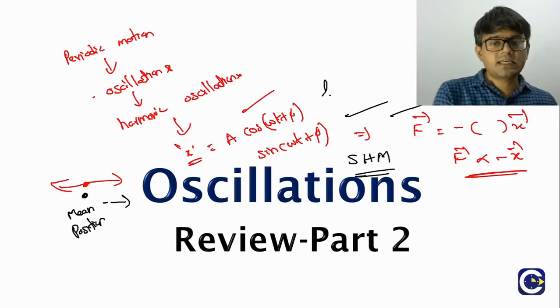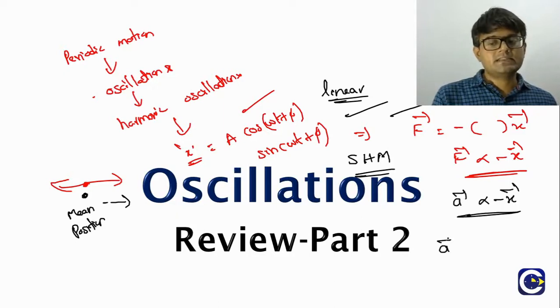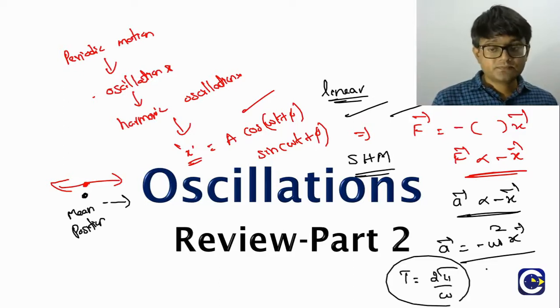This is the case with linear SHM. Linear SHM means the restoring force is proportional to minus x, so the acceleration also will be proportional to minus x. In fact, the standard equation will be like this: the acceleration will be equal to minus omega square into x. This omega is what we call the angular frequency, and the period of the oscillations will be given by 2 pi by omega.